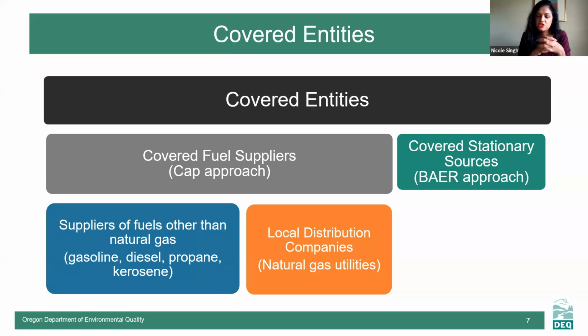Our covered fuel suppliers, we sometimes use different terms. We sometimes say suppliers of fuels other than natural gas, sometimes non-natural gas fuel suppliers, sometimes propane and liquid fuel suppliers. Those are all the covered fuel suppliers bringing those fuels into the state. Our other group of covered fuel suppliers are our natural gas utilities, which you'll sometimes see in the rule or hear referred to as local distribution companies. But for both our natural gas utilities and our liquid fuels and propane suppliers, you're all using the CAP portion of the Climate Protection Program.